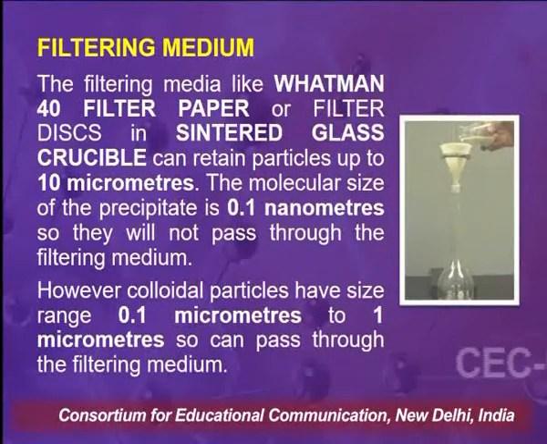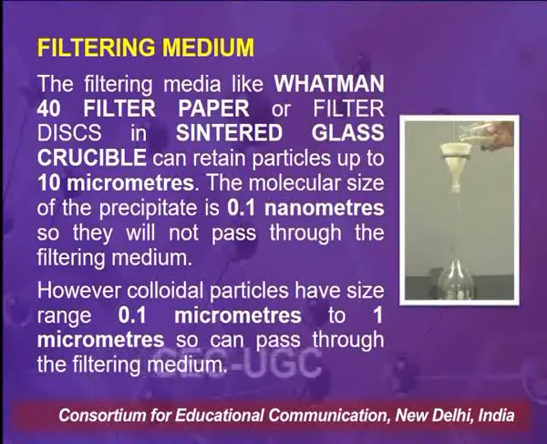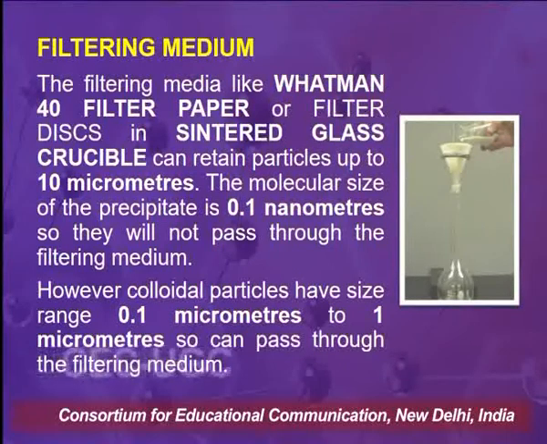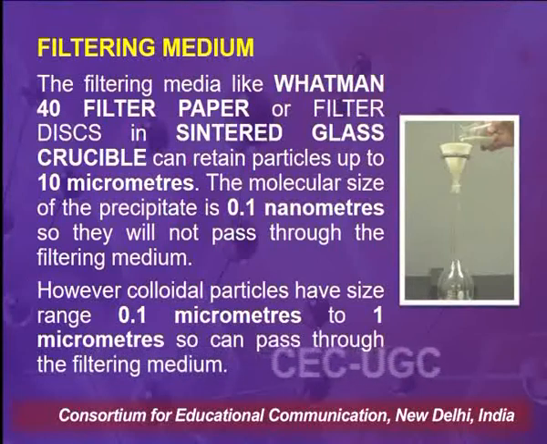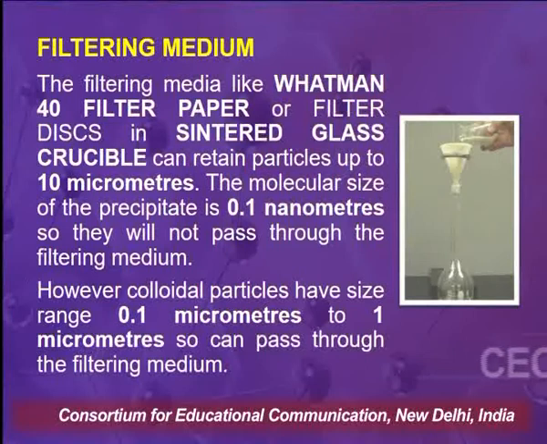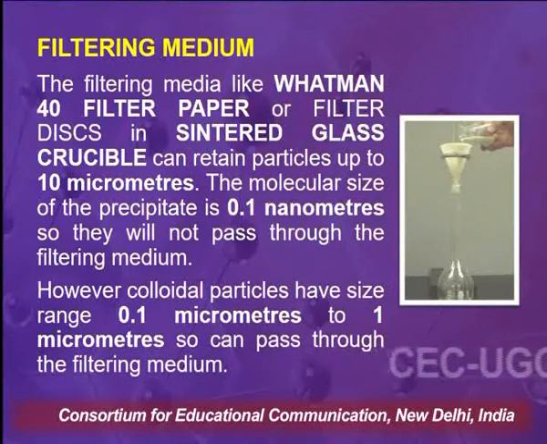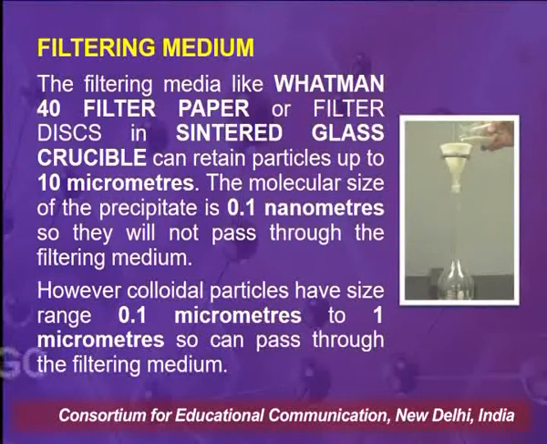After that, once the precipitate has been formed, this needs to be filtered. The filtering medium which can be used is, for example, Whatman 40 filter paper or filter discs. Whatman 40 filter paper has a very small pore size, which does not allow the precipitates to pass through it. The precipitates of any particular metal ion which are produced are very small in size, of the order of micrometers. So we need a filter paper which will not allow the precipitates to pass through it, and those precipitates should be able to collect on the filter paper.